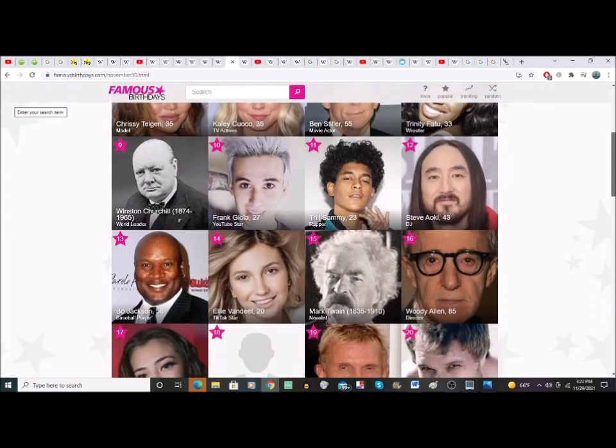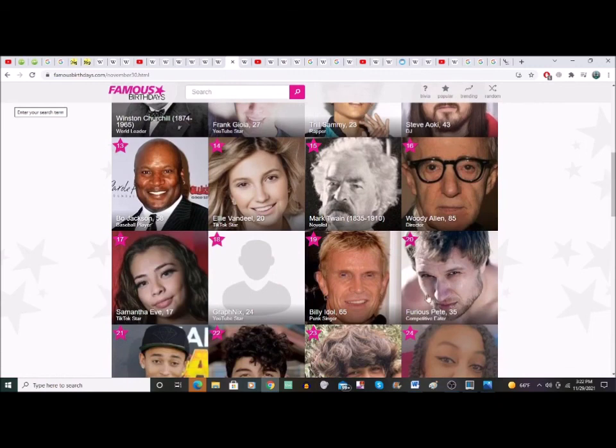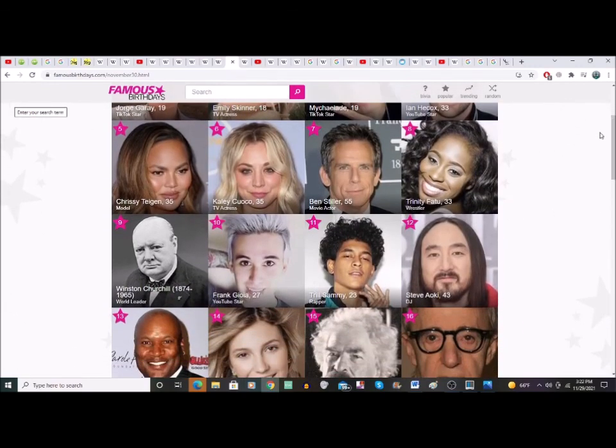Celebrity birthdays, of course, we've got Billy Idol down here. Mark Twain. Woody Allen. I mean, we could probably start with Steve Aoki. Oh my goodness. Winston Churchill. There's a reference to Winston Churchill in No Time to Die with the bulldog, which is another reference back to another film, I can't remember which.